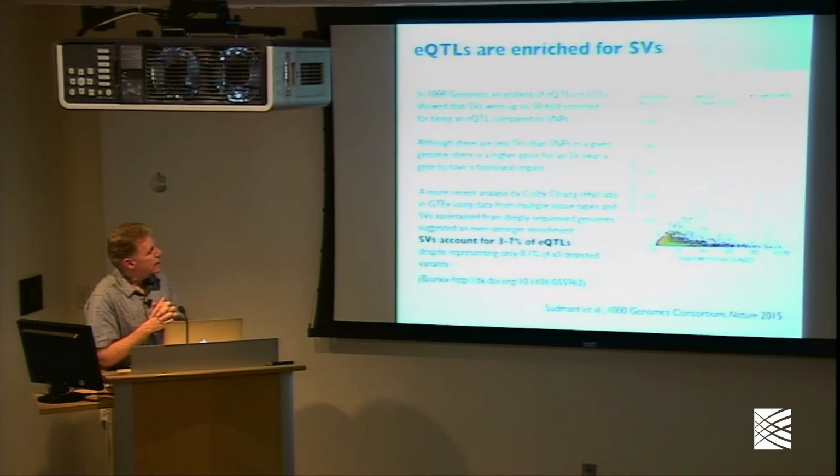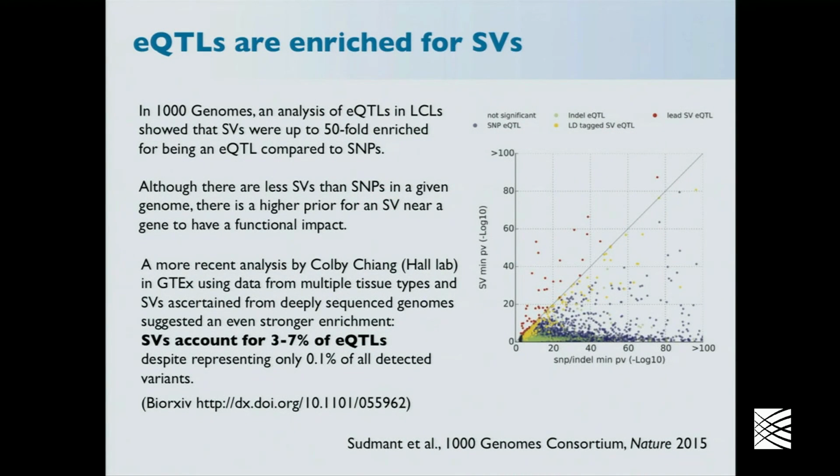And then more recently, there's a paper in review by Colby Chiang and Ira Hall's lab where they looked at the GTEx data. And they did a similar analysis, but they had a lot more data. They had multiple tissue types, so they can look at expression across multiple tissue types. And they had deep sequencing, so they were able to ascertain many more structural variations than we had in 1,000 Genomes. And they found an even stronger enrichment. They're reporting that structural variations account for between 3 and 7% of eQTLs. The range is because they measured several different ways, and this was kind of the range of estimates they got for different ways of estimating.